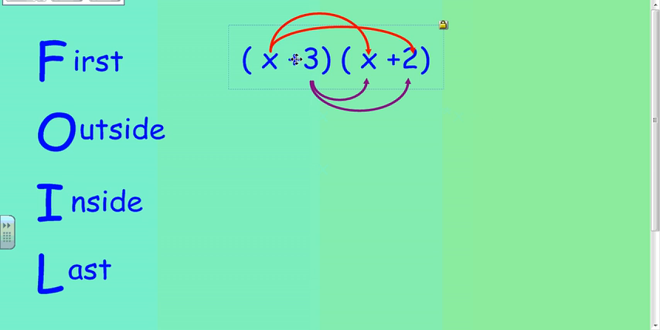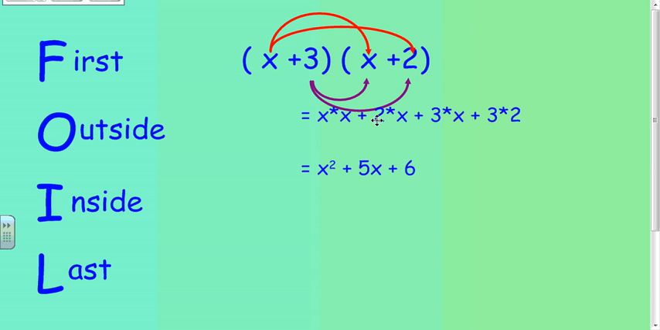We have two things out front now instead of just one, so we have to distribute both of them. We distribute the x to both terms, and we distribute the 3 to both terms. And then FOIL is just an abbreviation to remember the order and make sure you don't forget one of the pieces. Here's what the result would look like.